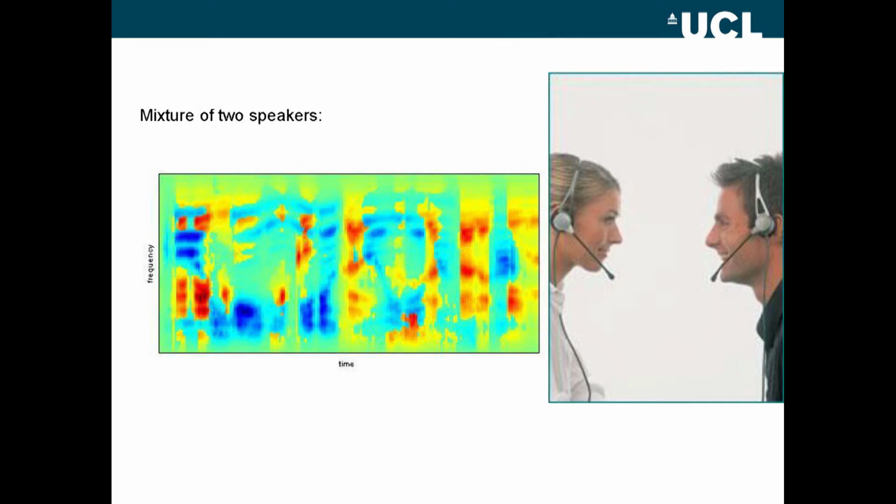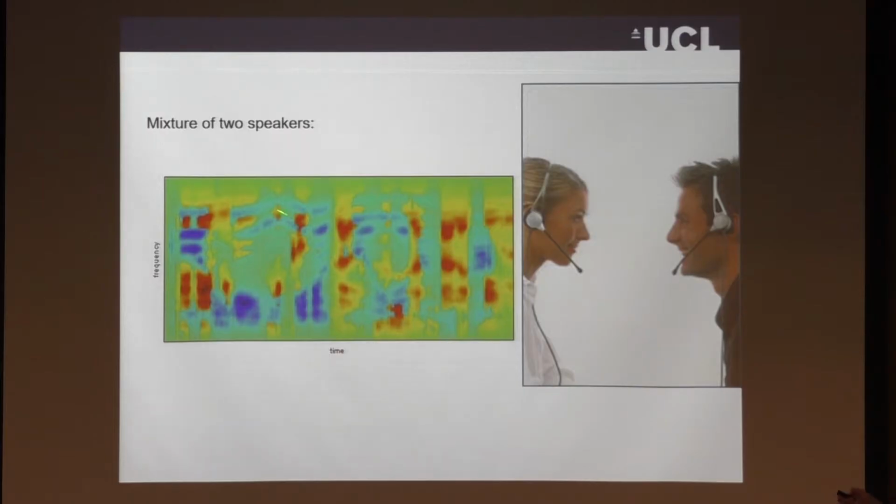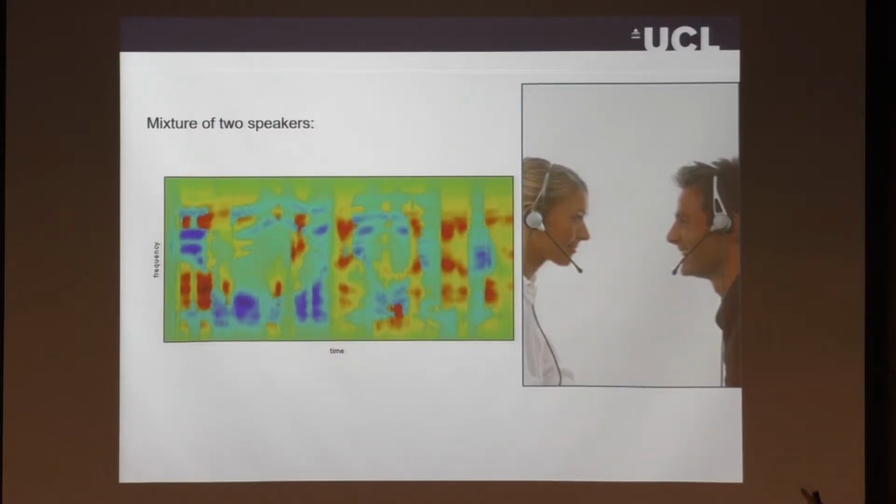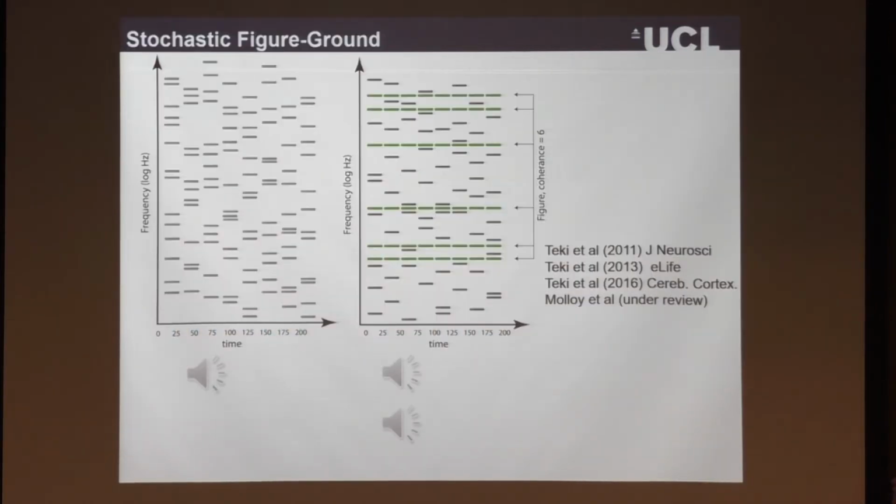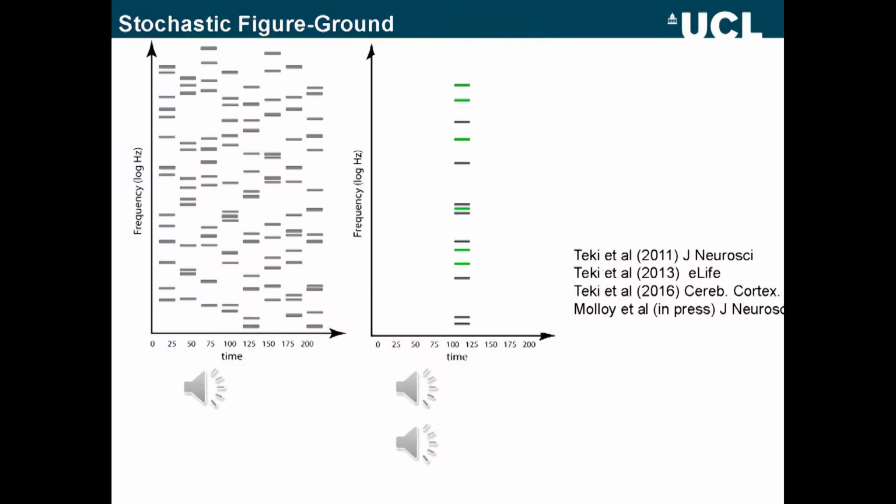When we listen to two speakers talking, the frequency content associated with one speaker, here drawn in red, is entirely mixed with the frequency content from another speaker, here drawn in blue. The challenge that the auditory system has to face is to segregate the two, to put all the red ones together and all the blue ones together. And for this stimulus, it's the same.